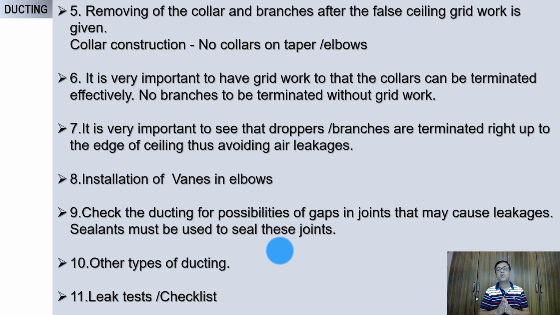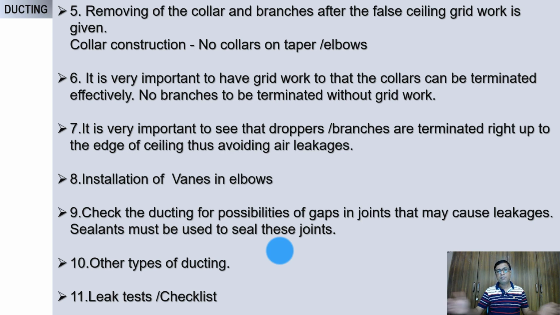It is important to note that we need a proper grid work so that the branch through which the air will finally be distributed to the area is connected properly, and there is no gap between the false ceiling and the branch. Otherwise, what will happen? The air will start leaking over the top of the false ceiling. The required air will not come down. So your false ceiling will be cooler than the area temperature.